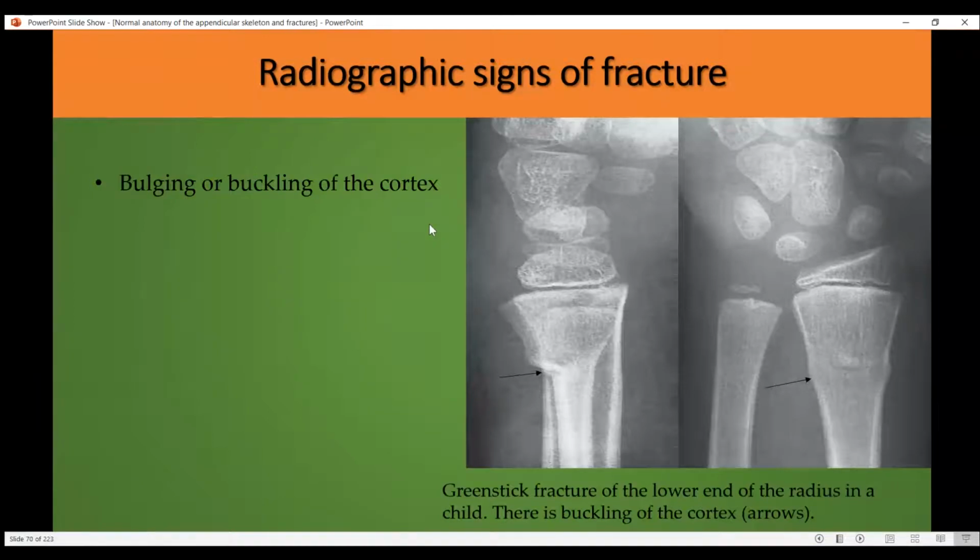Greenstick fractures are generally very common in children, right? It happens because of the shearing and compressive force on the bones. We will see that in a little while, but there will be a discontinuation of the cortex only from a single edge. So that's the reason it is called a greenstick fracture.